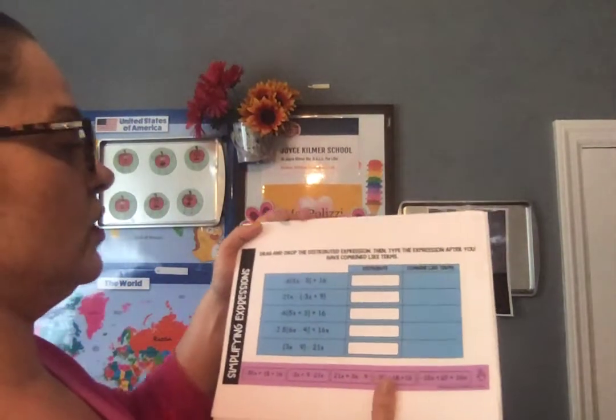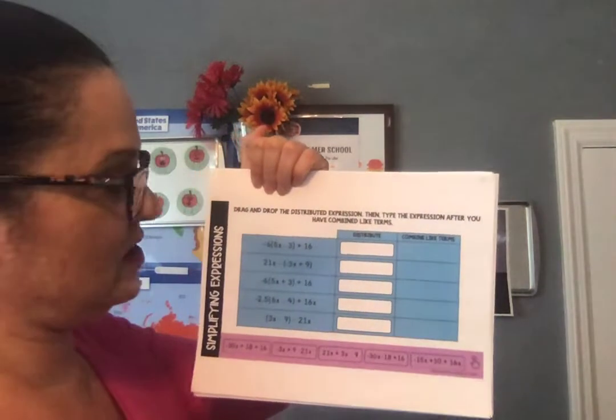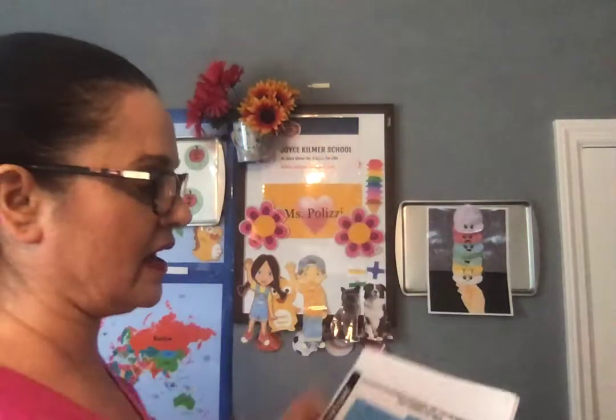Okay? All right. Let's look at page number 3. Page number 3 will look like this. You will have an expression which you will have to first distribute and then combine like terms. And you have your answer choices on the bottom, so you'll just drag and drop the correct choices above. Okay, but let's look at what that would look like if we were trying to simplify those types of expressions.